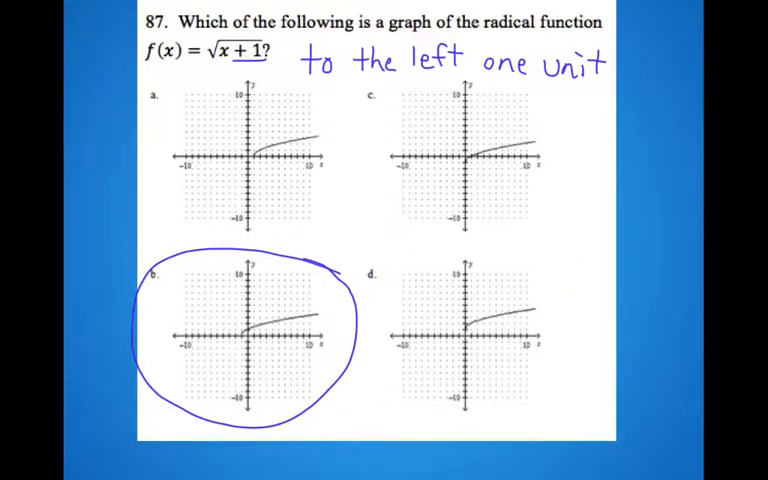And this one is just a shift from the normal parent graph. It's a shift to the left 1 unit, so it would have been just right there at the origin, but you can tell it shifted just 1 unit to the left.